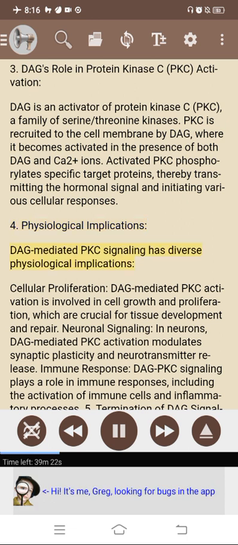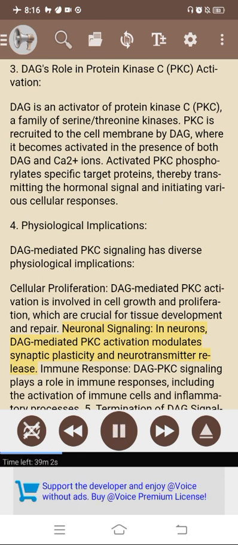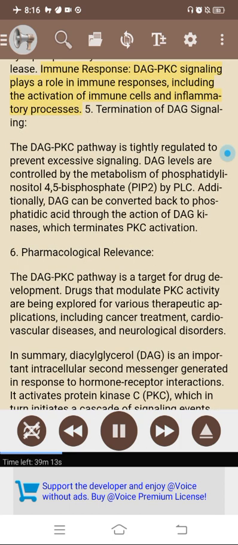4. Physiological implications. DAG-mediated PKC signaling has diverse physiological implications. Cellular proliferation. DAG-mediated PKC activation is involved in cell growth and proliferation, which are crucial for tissue development and repair. Neuronal signaling. In neurons, DAG-mediated PKC activation modulates synaptic plasticity and neurotransmitter release. Immune response. DAG-PKC signaling plays a role in immune responses, including the activation of immune cells and inflammatory processes.